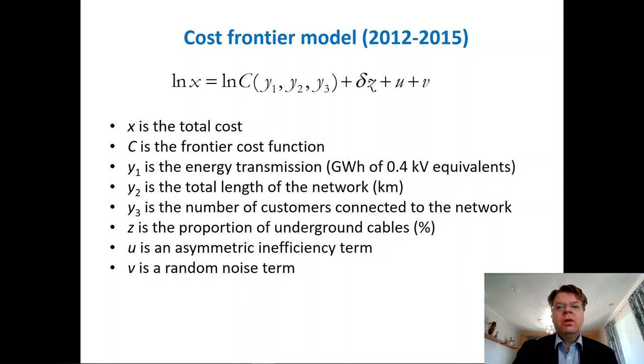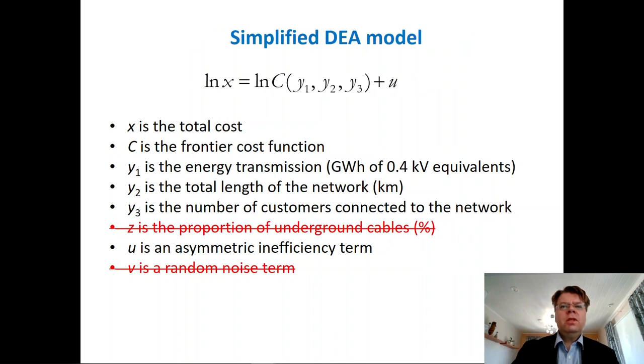And to be able to use the most basic formulations of DEA to estimate this kind of cost frontier model, we need to make some simplifying assumptions. So firstly, we will strike out this contextual variable Z from the model. It is well known in DEA that DEA doesn't handle very well this kind of percentage variables, like here this proportion of underground cables. We will return to this question when we consider the contextual variables Z in more detail. And there are simple approaches like two-stage DEA where this kind of Z variables could be returned to.